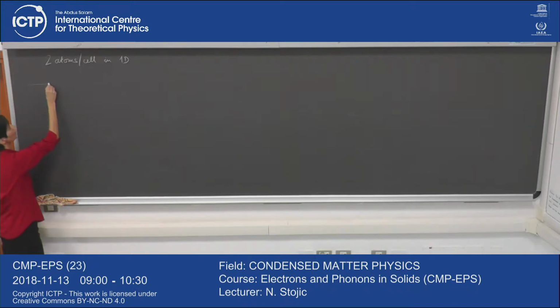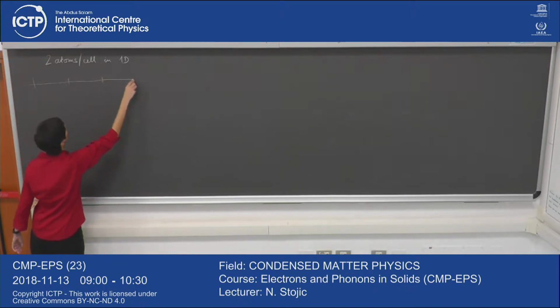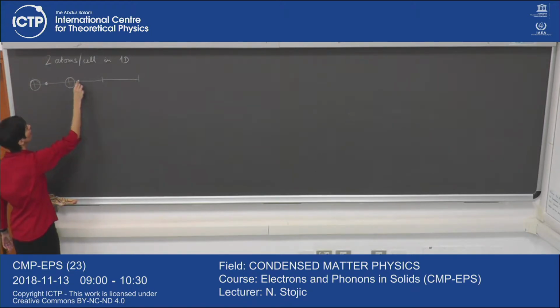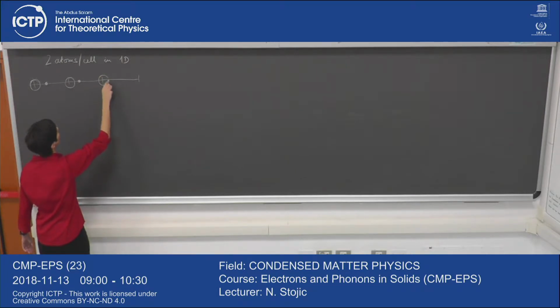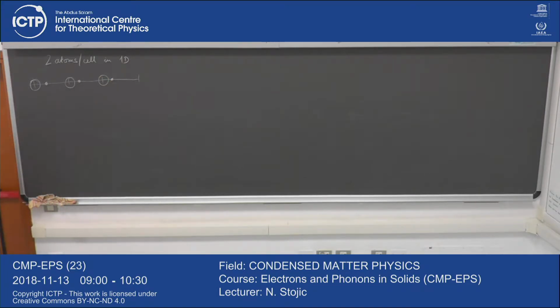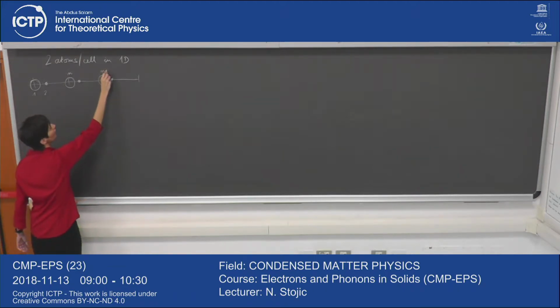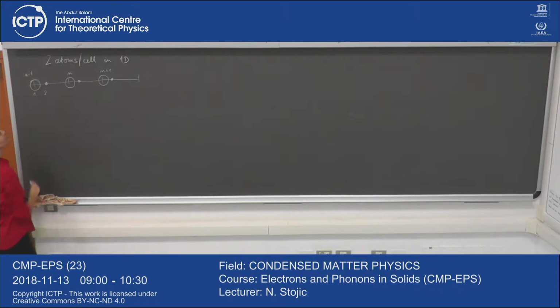So we have a linear chain, and the unit cells. And in each of them, we have two different atoms. So we have a basis here of two atoms, atom 1 and atom 2. Or I can call it a cell n, n plus 1, n minus 1.